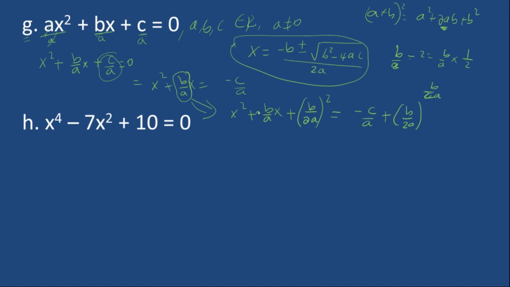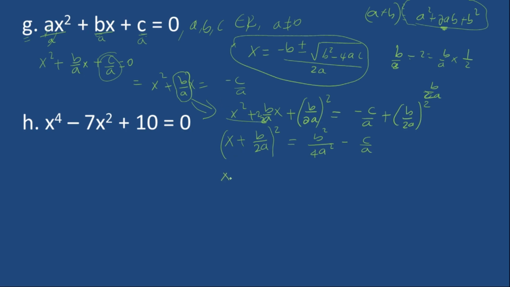This one is a square, right? And if you make it 2 times b over 2a, it can be decomposed just like this: x squared plus 2ab plus b squared. This is similar to this one. So finally we can write it as x plus b over 2a, the whole squared, equal to b squared over the square of 2a, which is 4a squared, minus c over a.